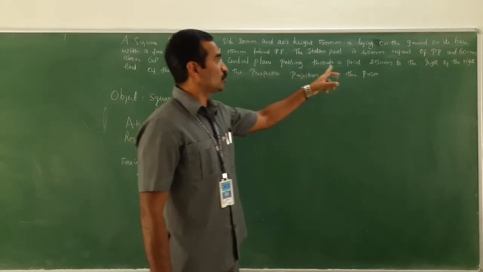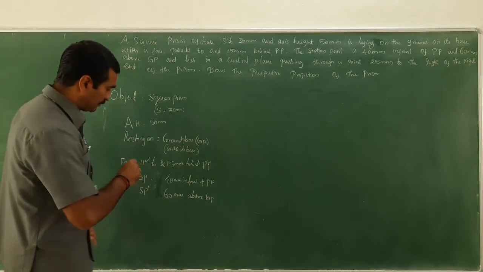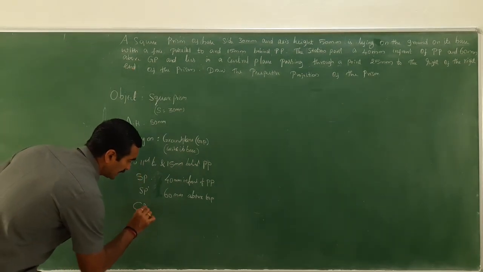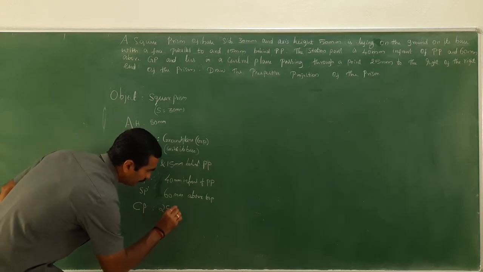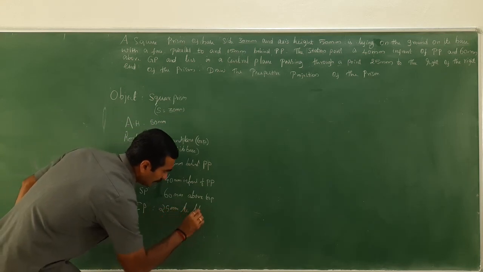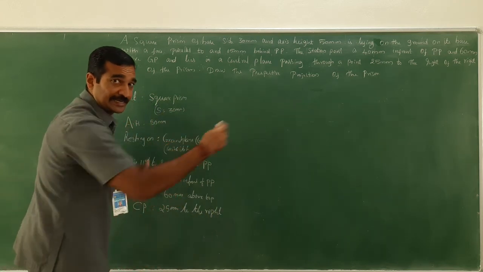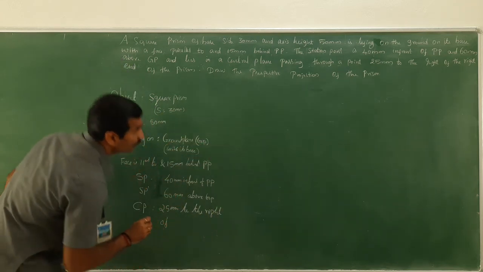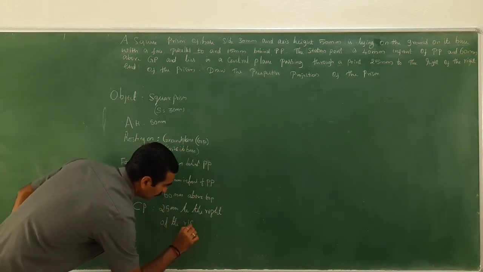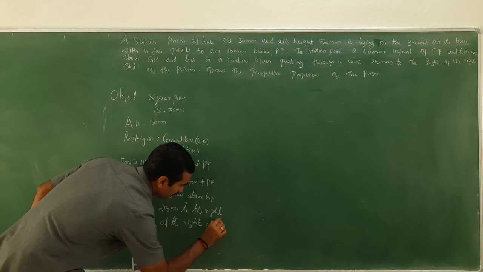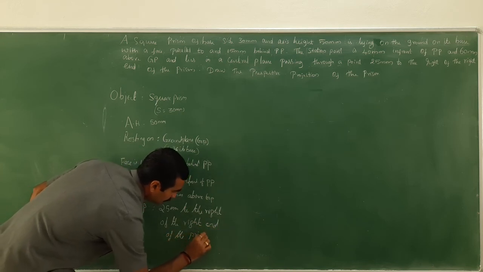Center plane, that is CP, passing through a point 25 mm to the right, that means on the right hand side of the right end of the prism.